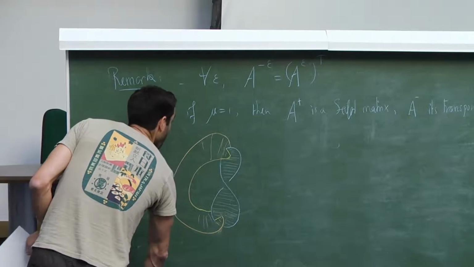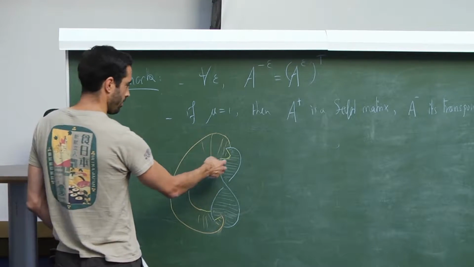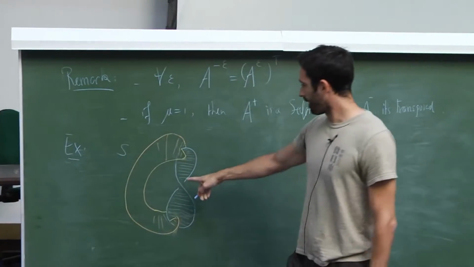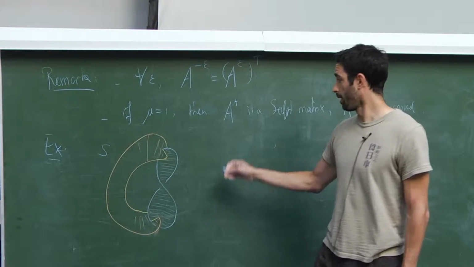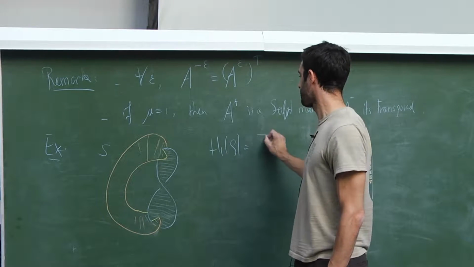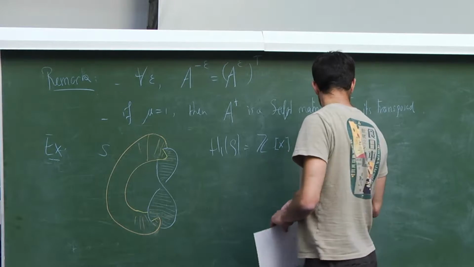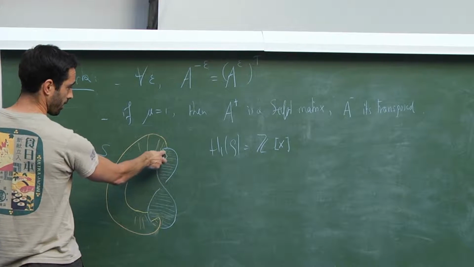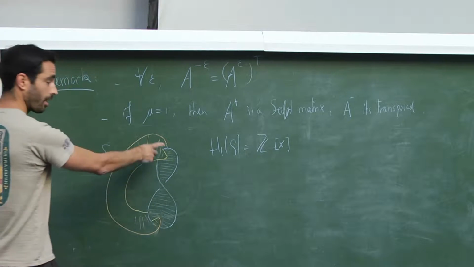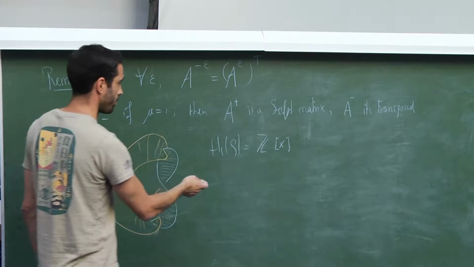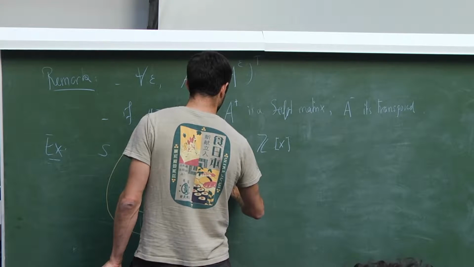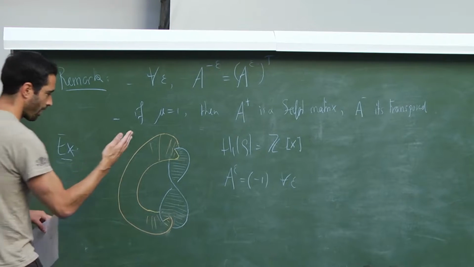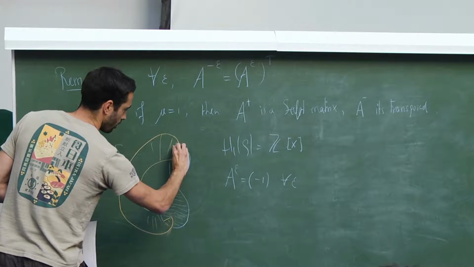I'm not going to compute everything, but you see that this S has the homotopy type of a circle, right? So H1 of S is Z generated by some cycle X that I'm not going to draw here because it's going to make the picture a bit too heavy, but it's a cycle that goes around here. I should have drawn orientations, but one can show, it's not difficult, that A epsilon is equal to -1 for any epsilon in this case. And again, maybe let me just draw the cycle once.